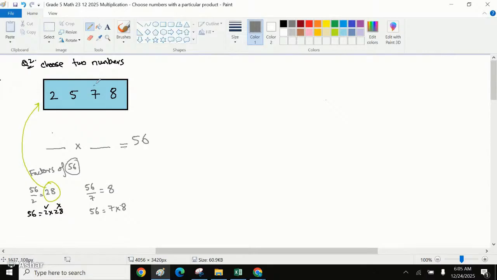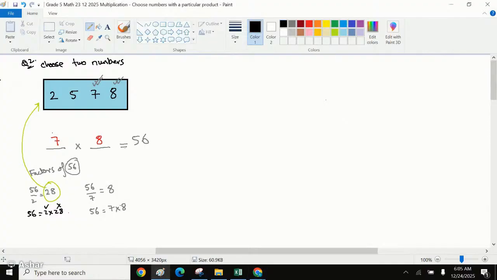Do we have 7 here? Yes. Do we have 8 here? That means our answer is 7 multiplied by 8 is 56. Agreed? Okay. Let's look at the next question that we have.